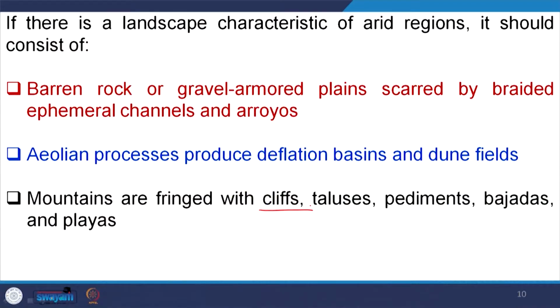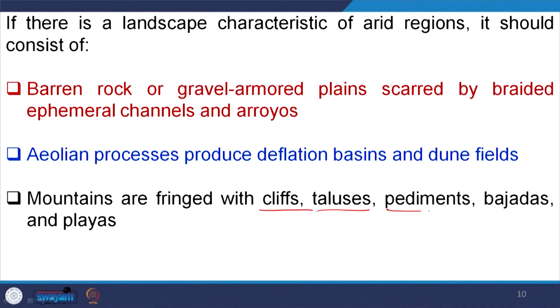Then mountains are fringed with cliffs, talus, pediment, bajadas and playas. These are very characteristic elements of the arid region. What are those? First, mountains are fringed with cliffs. Cliffs, we know, are very sharp, near vertical slopes against which free fall occurs. Then below this is talus. Then pediment, which is the erosional residual product of the country rock. Then bajadas; bajada means coalescence of alluvial fans.